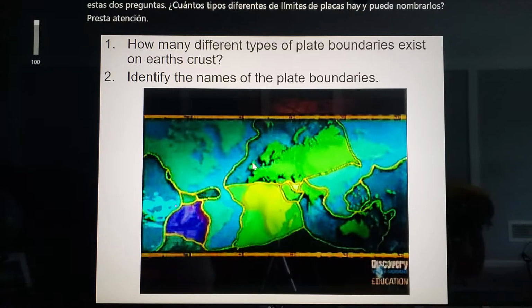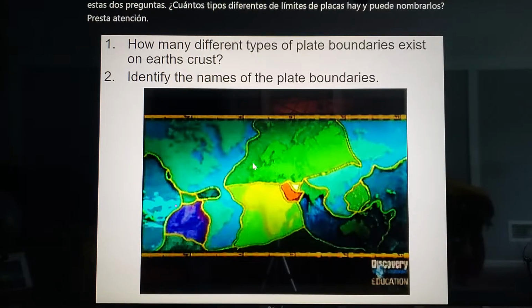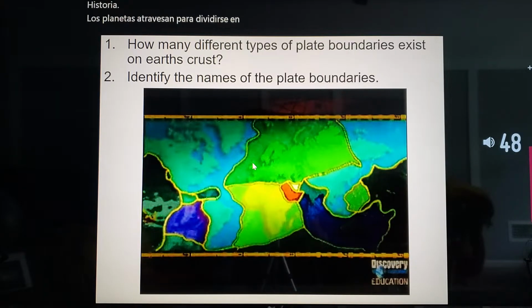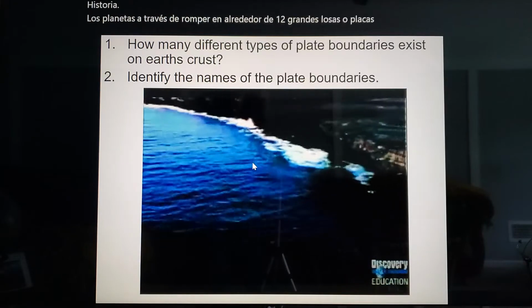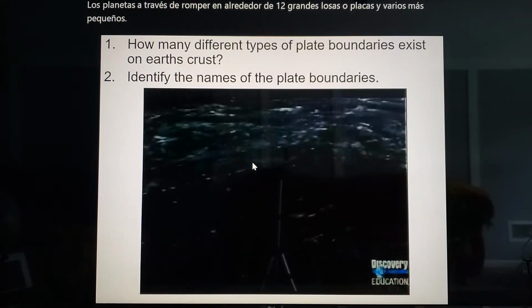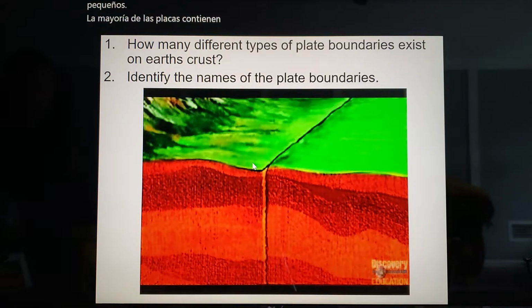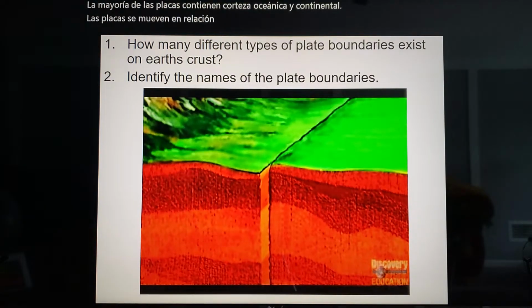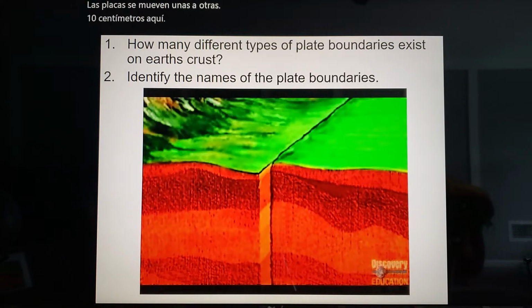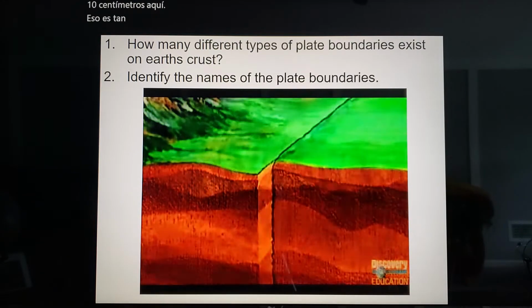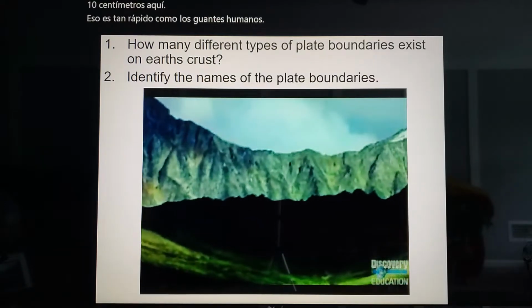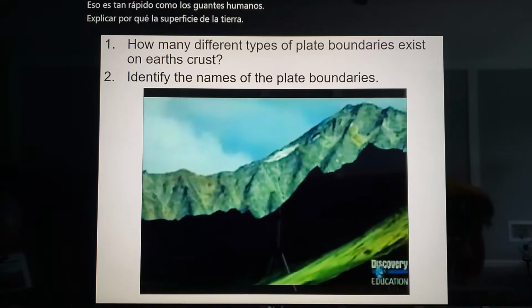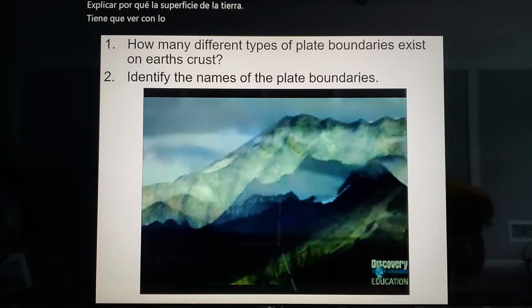Over the course of Earth's history, the flowing of the asthenosphere has caused the planet's crust to break into about 12 large slabs or plates, and several smaller ones. Most plates contain oceanic and continental crust. Plates move relative to one another at speeds of between 2 and 10 centimeters a year. That's about as fast as a human fingernail grows. Plate tectonics helps explain why Earth's surface looks the way it does. It has to do with what happens at the boundaries where plates meet.